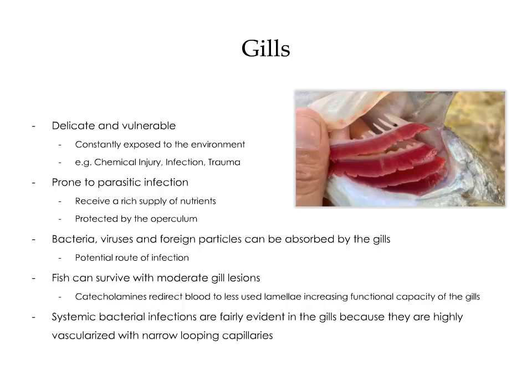Bacteria, viruses, and foreign particles can be absorbed by the gills, so this is a potential route of infection. Fish can survive with moderate gill lesions because catecholamines can redirect blood to less used lamellae, increasing their functionality. In other words, the gills have a large functional reserve. Systemic bacterial infections are fairly evident in the gills because they're highly vascularized with narrow looping capillaries.